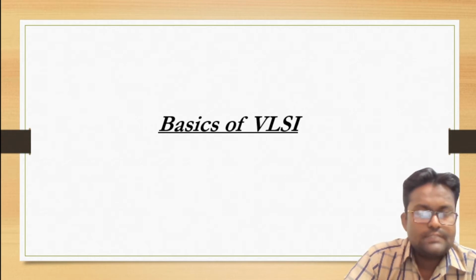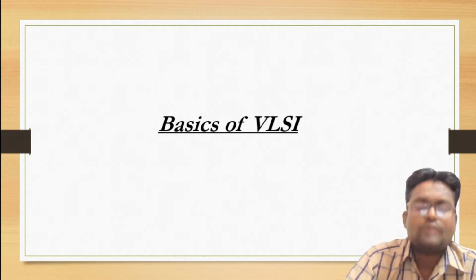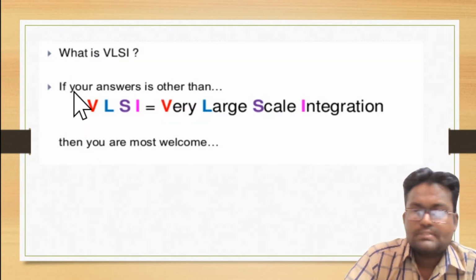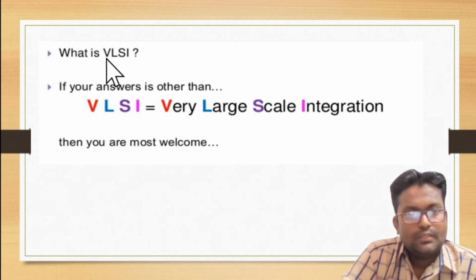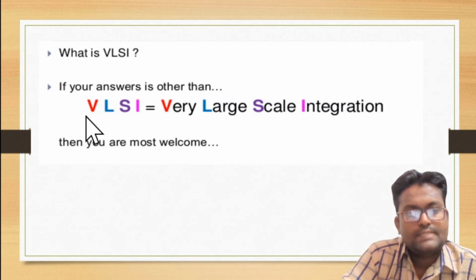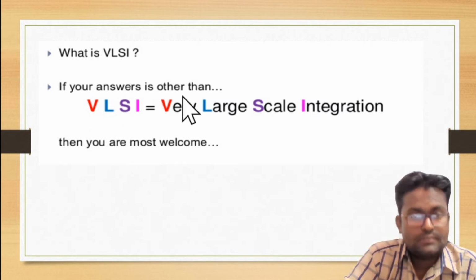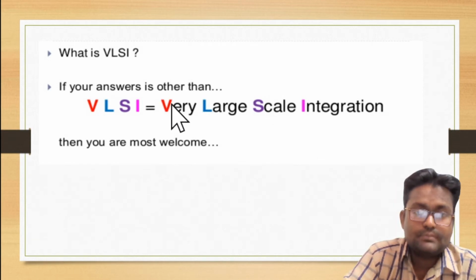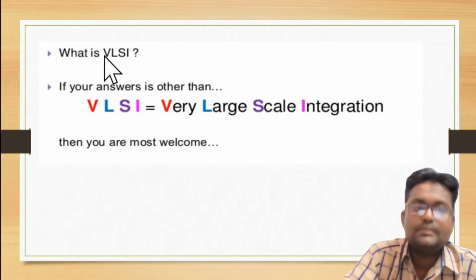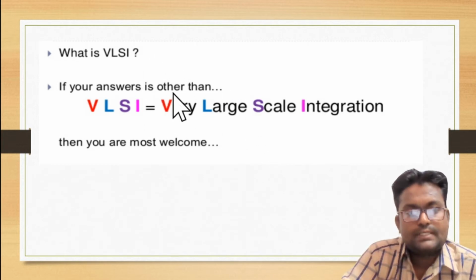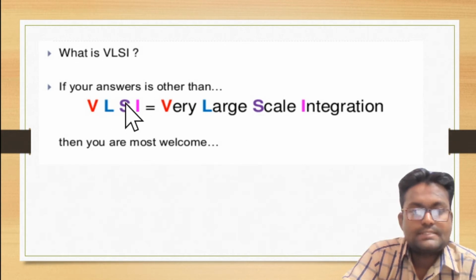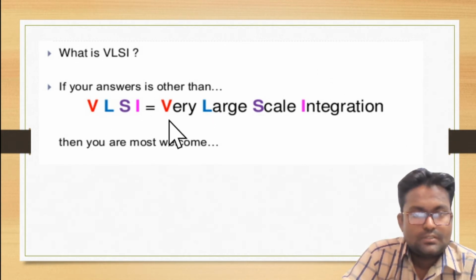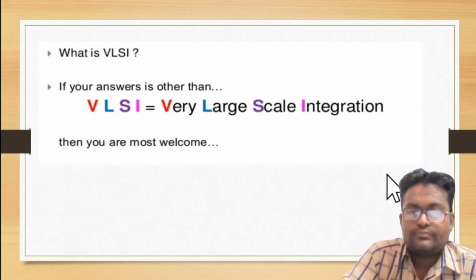In this lecture we will discuss some basic terms that we often use, and some basics of VLSI. First of all, what is VLSI? In VLSI, each letter represents an abbreviation: V represents very, L represents large, S represents scale, and I represents integration. VLSI is a combination of very large scale integration.